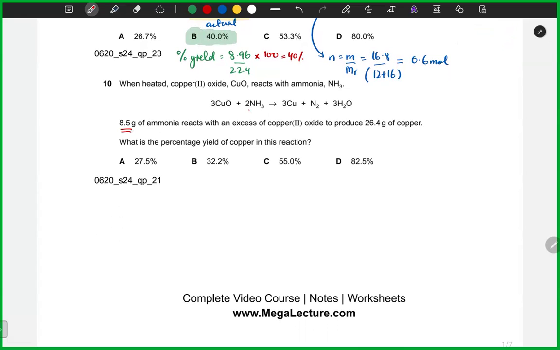8.5 grams ammonia is given so I'm going to find the moles of ammonia ठीक है। वर्किंग अच्छे तरीके से करने की आदत डालो ठीक है। So the mass is given, that's 8.5, and divided by NH3 क्या होता है भाई, N is 14 और H 1 होता है, so that's 14 plus 3, 17 हो जाता है. So that's 8.5 divided by 17, which gives me 0.5 moles.